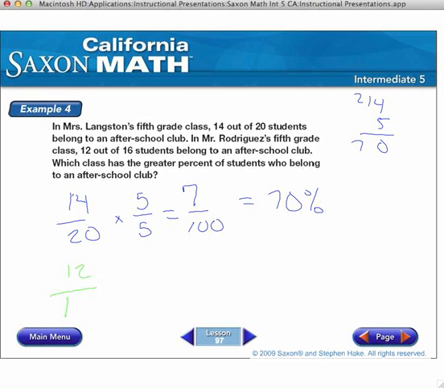12 out of 16. But I don't know that 16 goes into 100 evenly. So what I'm actually going to do is reduce this by the greatest common factor. And then I'm going to multiply to get my percentage. And we're at 75%.